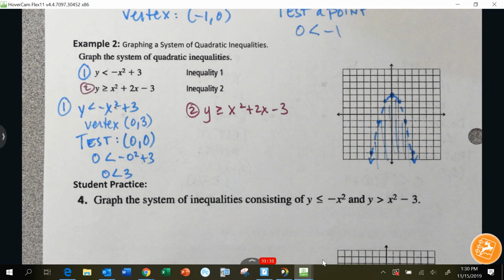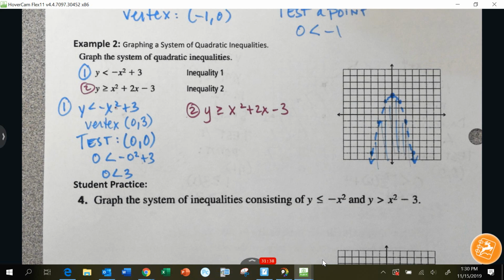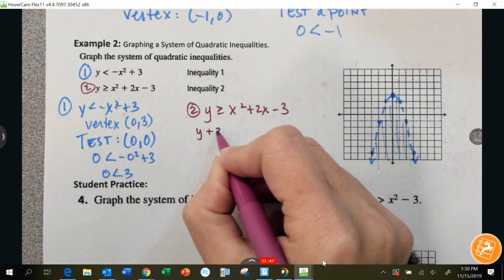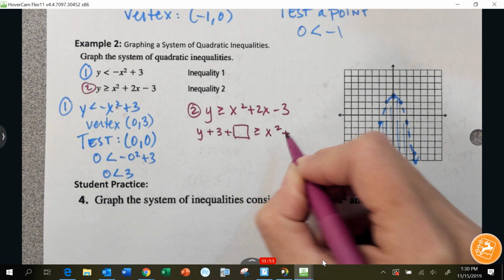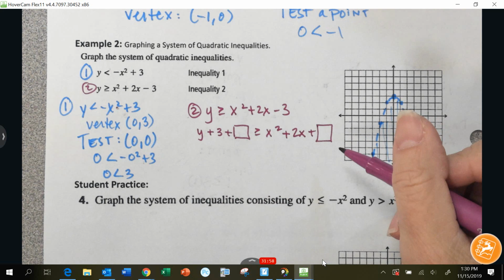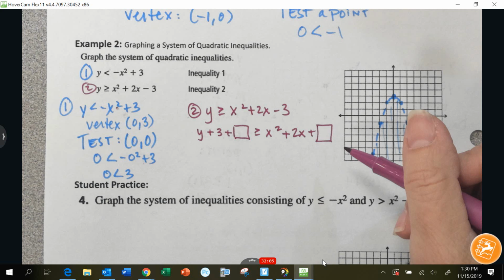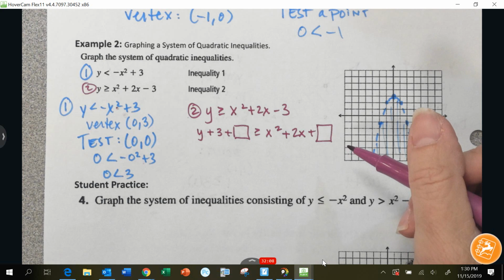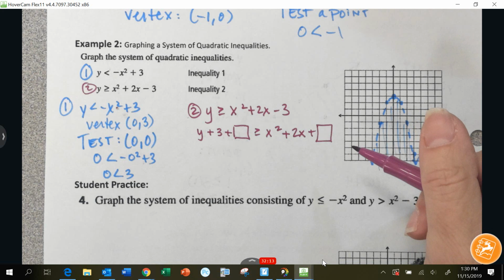We need to find our vertex. How could we find our vertex? Could we put it in vertex form? By what? Complete the square? I'm just reviewing things that we've been doing. You don't have to complete the square if you don't want to. You could do negative b over 2a to find the vertex, or you could find the x-intercepts by factoring and then average them to find the vertex. There's multiple ways to find the vertex. I'm just trying to review everything.